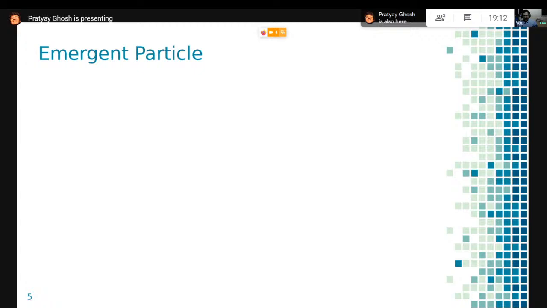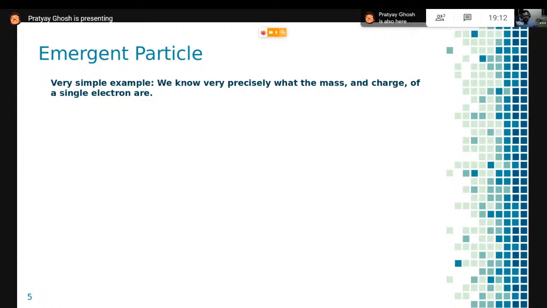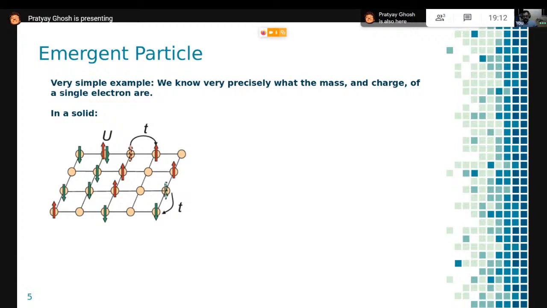So let's say we know the electrons have a very specific mass, very specific charge, and it also has a spin. But now when you look into a solid, this solid has a lot of electrons, and I would say this number of electrons would be 10 to the power 23 in a system, almost. This 10 to the power 23 comes from the Avogadro number. So you say, okay, I have 5 grams of this, that will be something multiplied by 10 to the power 23 atoms, and so almost 10 to the power 23 electrons.